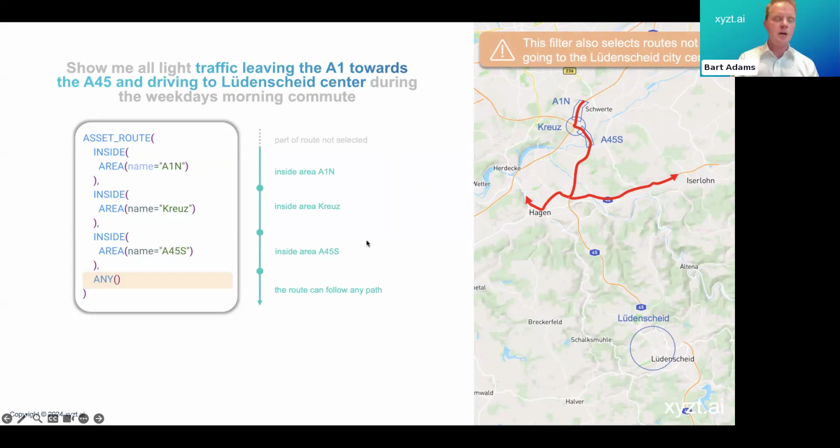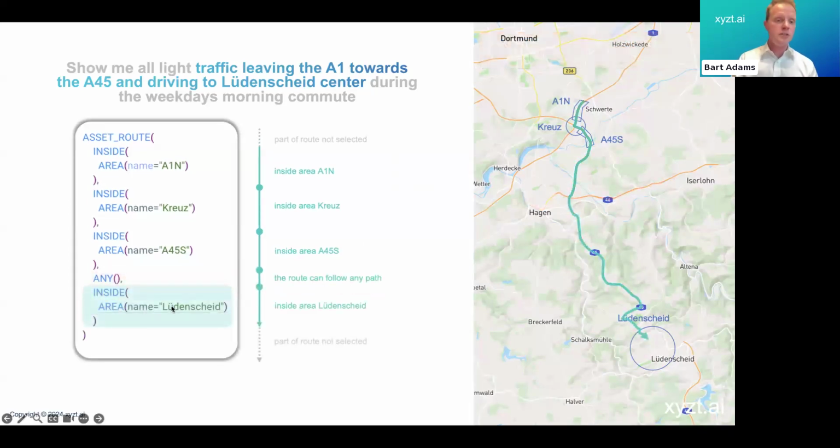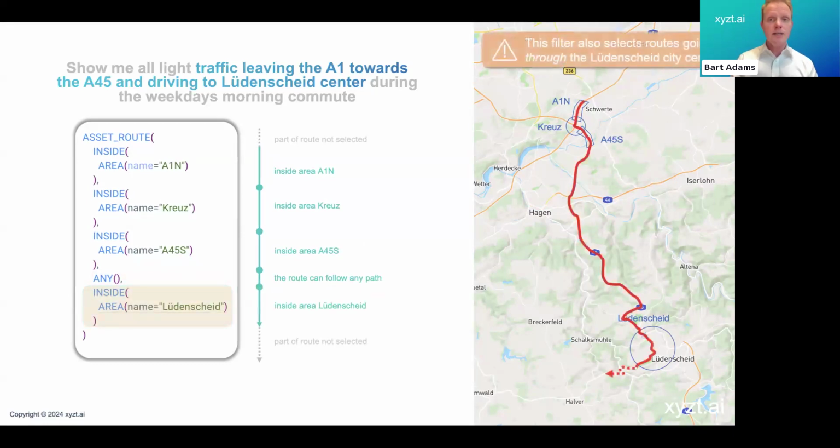So we have to extend our query. And the easy thing to do is just create an area on the map and use it here in the asset routes section. And this gives you all the traffic that at some point enters Ludenscheid. Now, I only want to see the traffic that ends in Ludenscheid. Because maybe as an analyst, I want to identify the proportion between traffic driving through and traffic that has to be inside Ludenscheid.